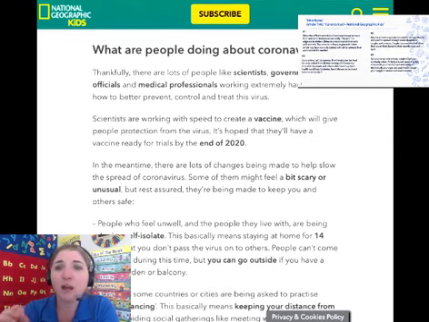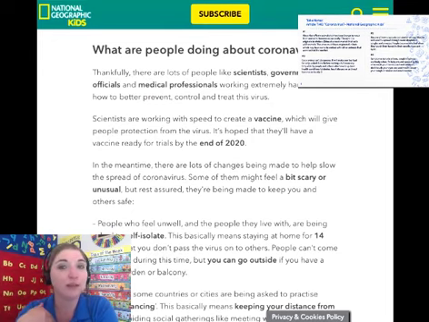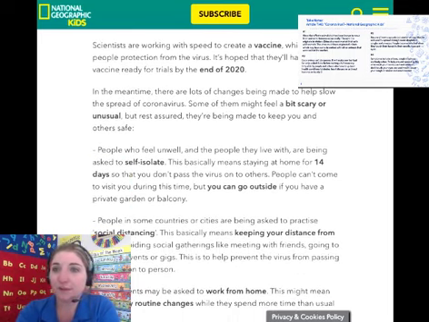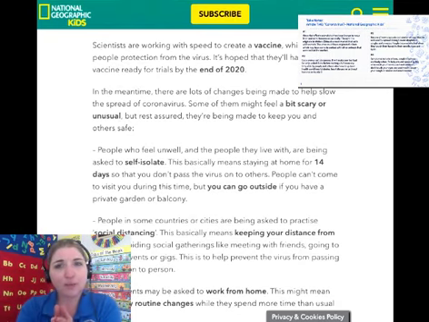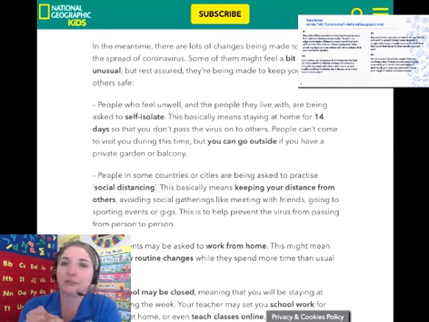Thankfully, there are a lot of people like scientists, government officials, and medical professionals working extremely hard to learn how to better prevent, control, and treat the virus. Scientists are working with speed to create a vaccine, which will give people protection from the virus. It's hoped that they'll have a vaccine ready for trial by the end of 2020. In the meantime, there are a lot of changes being made to help slow the spread of coronavirus. Some of them might feel a bit scary or unusual, but rest assured they're being made to keep you and others safe.